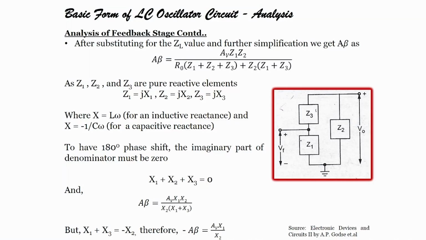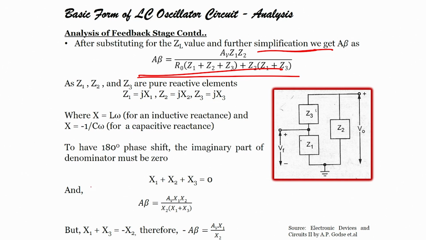Now, we have not finished it. We have not finished the feedback stage analysis. Let us see further. After substituting the value of ZL, we have to further simplify. For further simplification, we will get A beta equals this value.